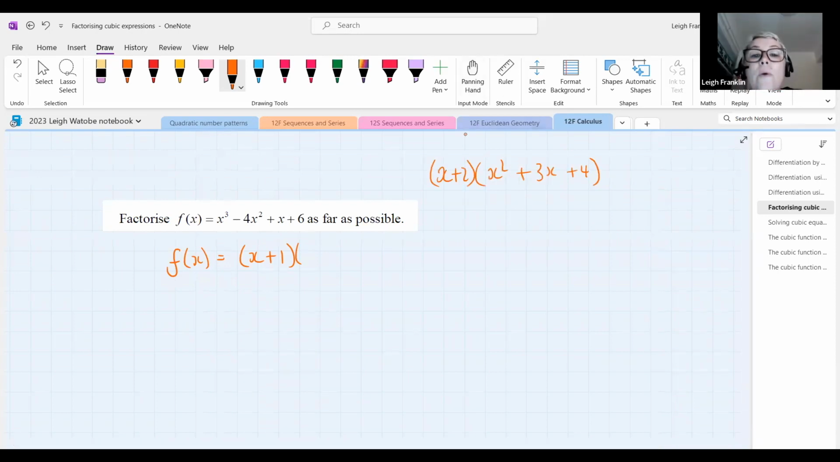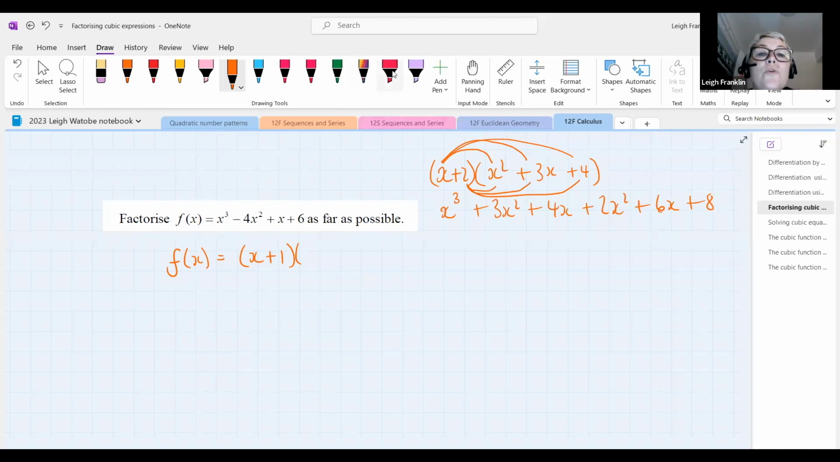All right. When I multiply x with x squared, that's where x cubed comes from. X with 3x, I get 3x squared. X with 4, I get 4x. 2 with x squared, I get 2x squared. 2 with 3x, I get 6x. And 2 with 4, I get 8. Okay, so that's what you're trying to do.